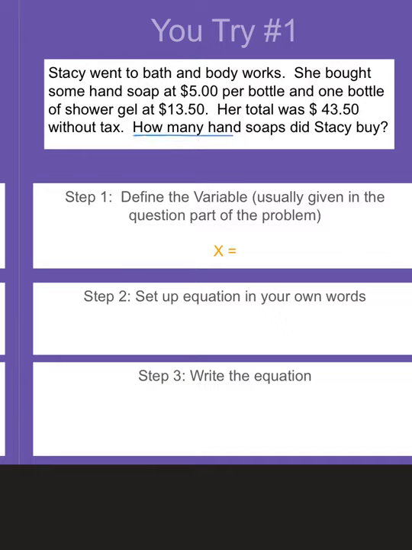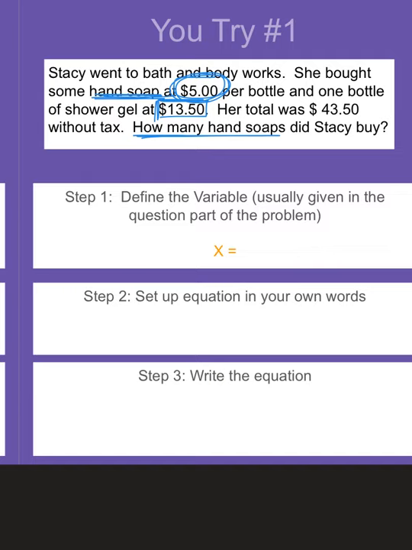So in the question, how many hand soaps? I'll underline that. That's going to be my variable part. When I look back up in the problem, I'm looking for the hand soaps. Right here, I see it talking about the hand soaps, and the $5 is what goes with the hand soaps. So $5x. And then you're going to buy 1 bottle for $13.50.